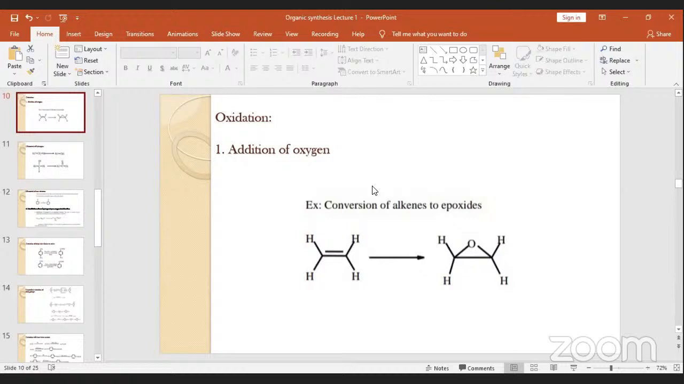Addition of oxygen is an oxidation reaction, and one important synthetic reaction is the preparation of epoxides. Any alkene you can take, and you can prepare the corresponding epoxide. Suppose you take styrene, you get styrene epoxide. Suppose you take substituted styrenes, you get the corresponding substituted styrene epoxides. So addition of oxygen to any molecule, for example an alkene, is an oxidation reaction, and it forms epoxides.